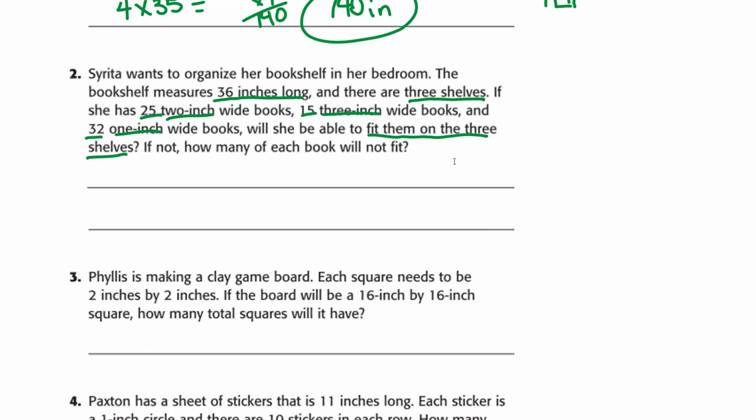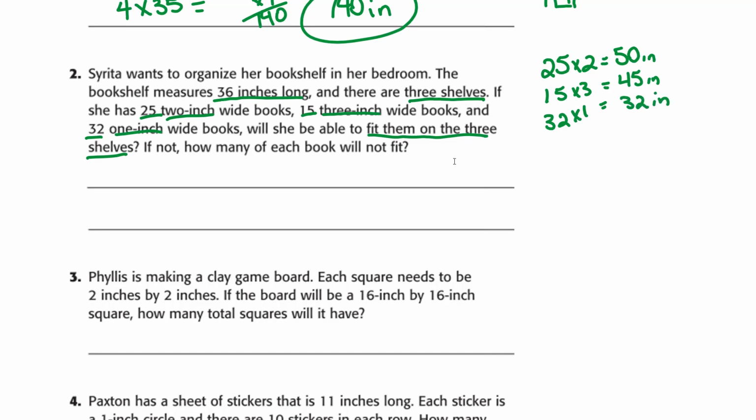So what I want to do first of all is count my books. I have 25 2-inch books, so 25 times 2 equals 50 inches. Then I have 15 3-inch books, so 15 times 3 is 45 inches. And then I have 32 1-inch books, which equals 32 inches.